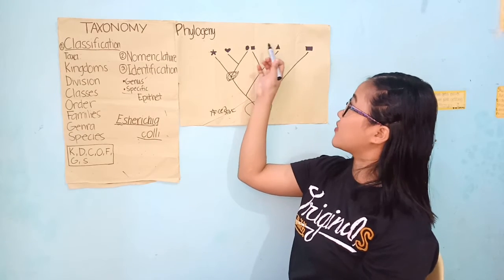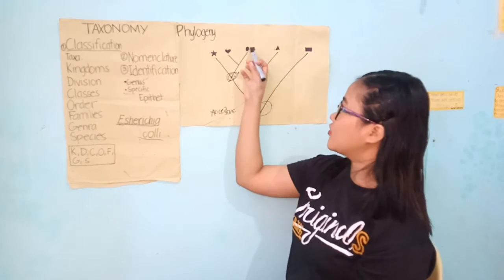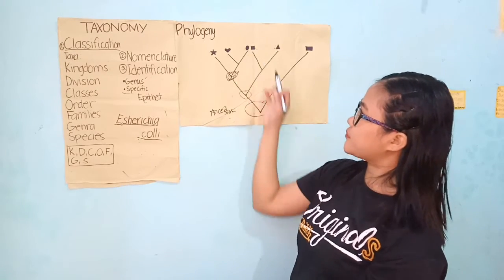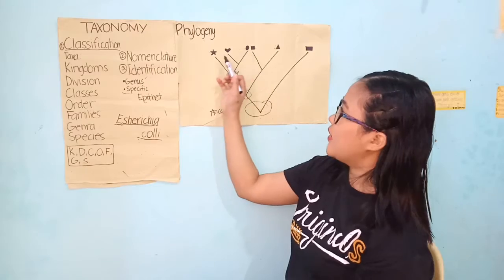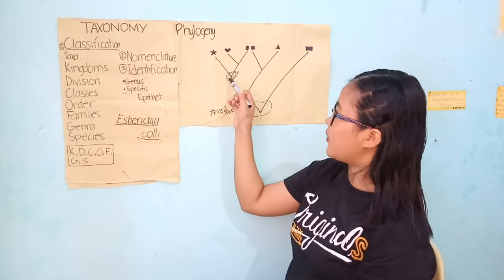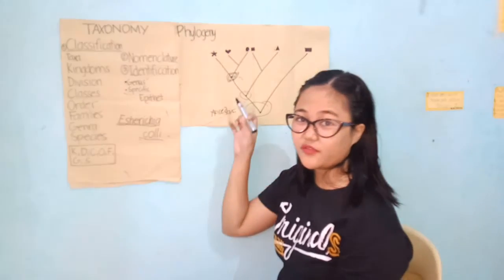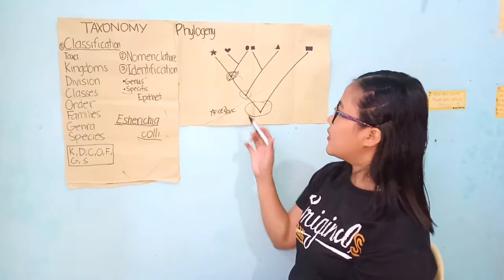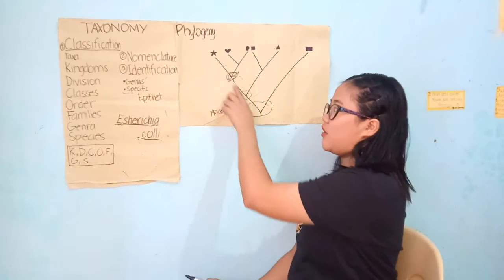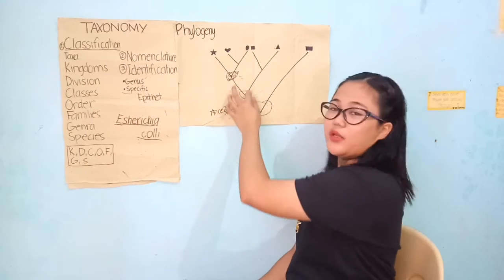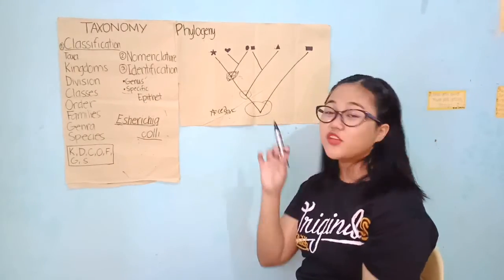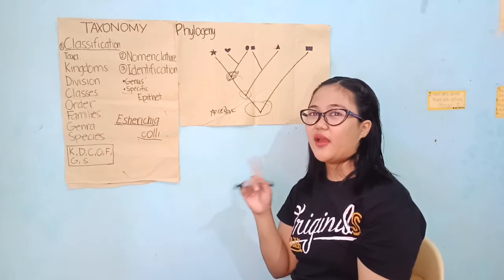These two shapes, the triangle and the square, are also related with each other because of this root. And the star, the heart, and the circle are related with each other because of this. This is what you call branching. So it's easy as that to determine the relatedness among organisms.